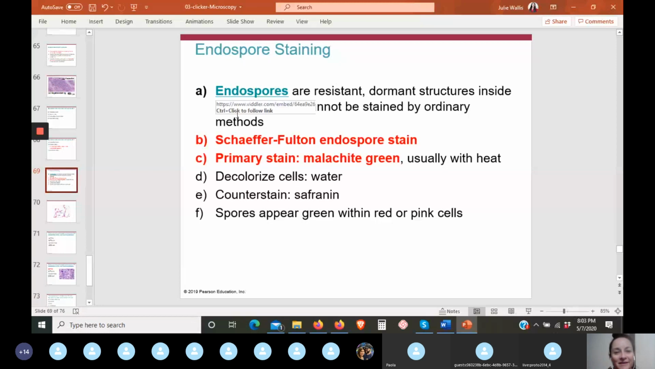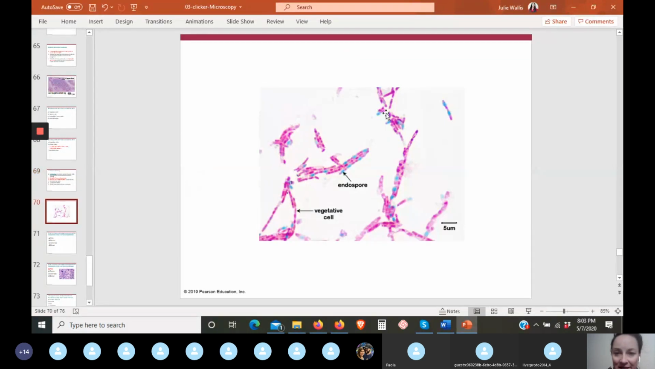Here it is. Okay, so that's the information that I was talking about with the endospores. They are counterstained with safranin. And so when you have an endospore staining, it will look like this. The green is the spore part of it, stained with malachite green, and then the rest of the cell will stain with the safranin, and it appears pink.